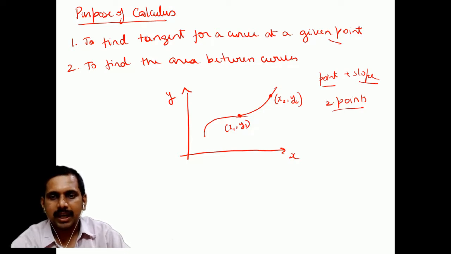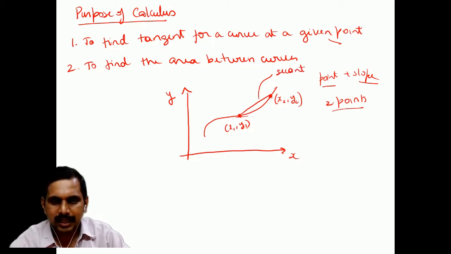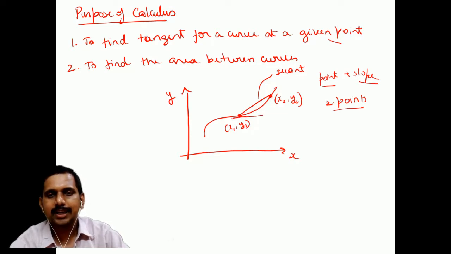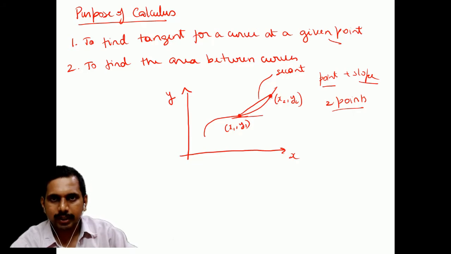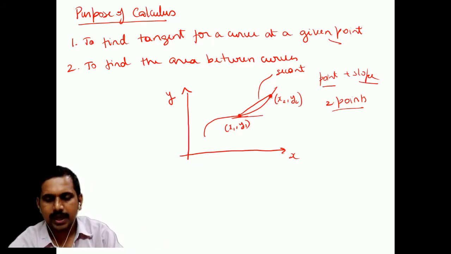So let me say x2, y2 is another point over here. Now if I draw a line here, what is this line? This line is called a secant. This line over here is called a tangent. Now if this x2, y2 is far off, and x1, y1 is here, this is a secant.